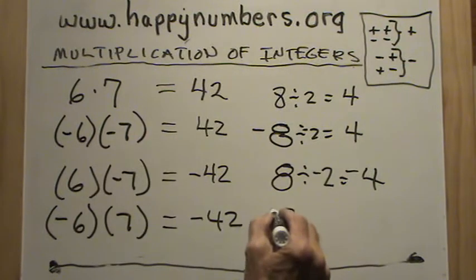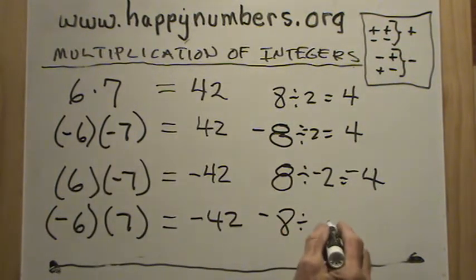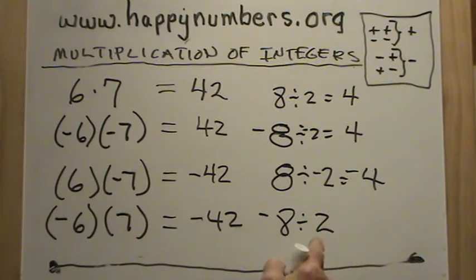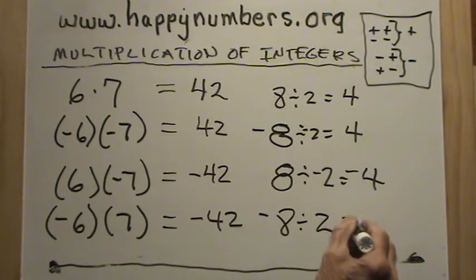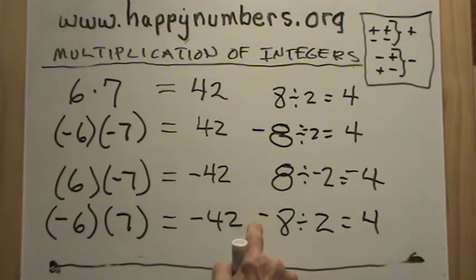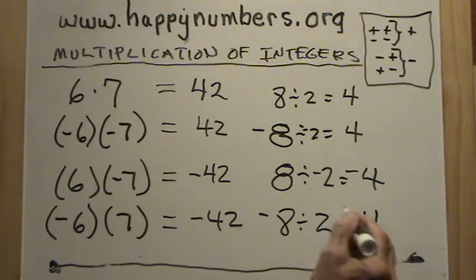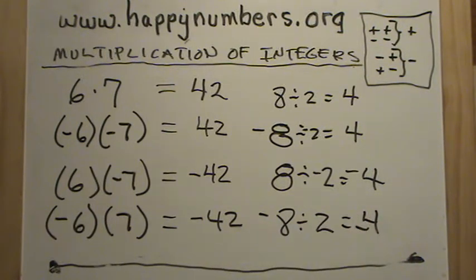And if I had a negative 8 divided by a positive 2, I know that 2 goes into 8 4 times. Signs different, negative for the answer. So the rules for multiplication and division are exactly the same.